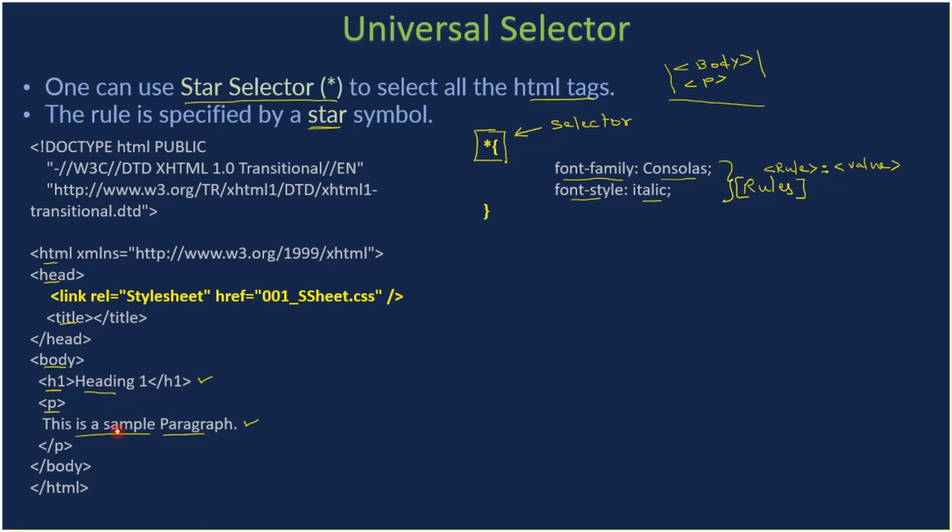There are two HTML content, right? And the style rule will be applied to both these tags. Why? Because here we specify the selector as a star. That means select all the tags in the HTML and apply the rule consolas font and italic style. I mean the font style. So the consolas font and italic font style will be applied to these visual elements.